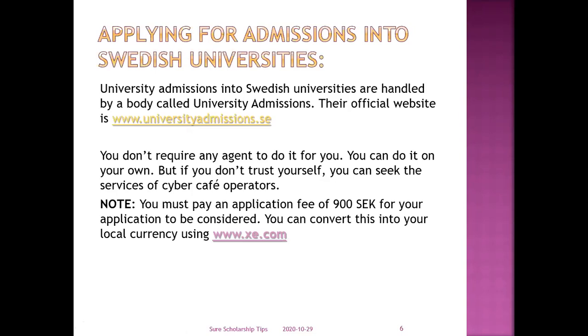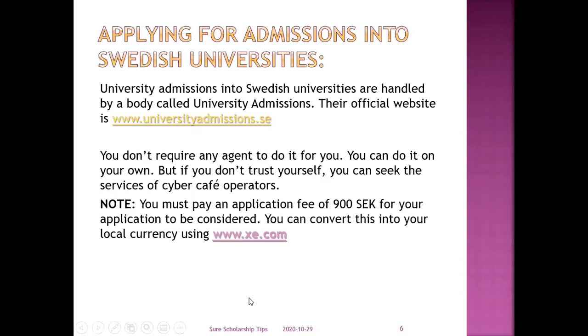For you to apply for maybe JAMB in Nigeria, you have to pay an application fee. The same thing is applicable in many other countries like Canada. If you apply for admission to Canadian universities, you also pay an application fee. So here, the application fee is 900 SEK. In Naira, it is equivalent to around 38 to 39,000 Naira.